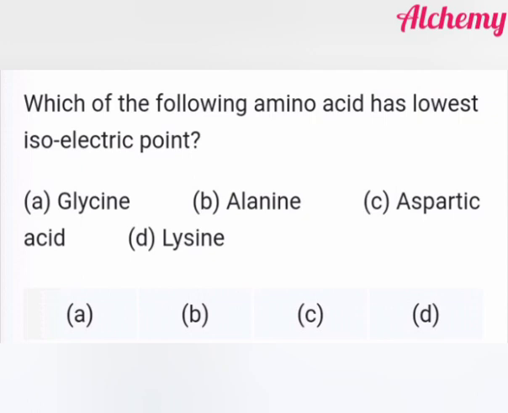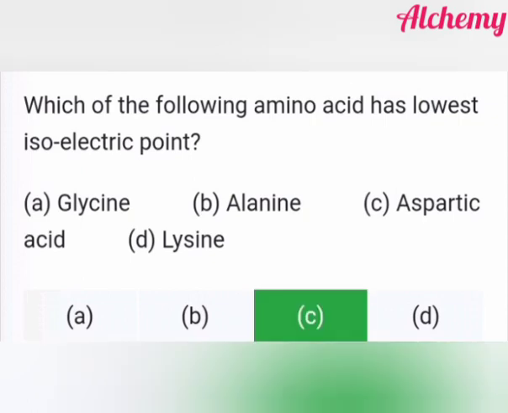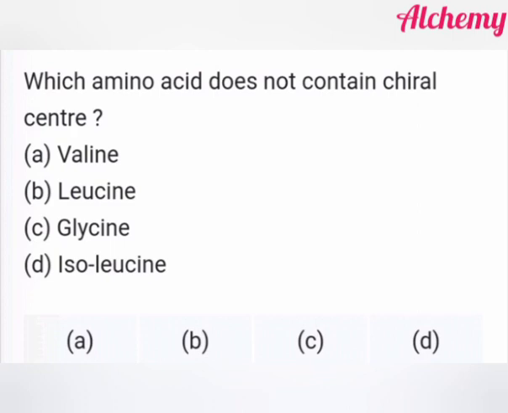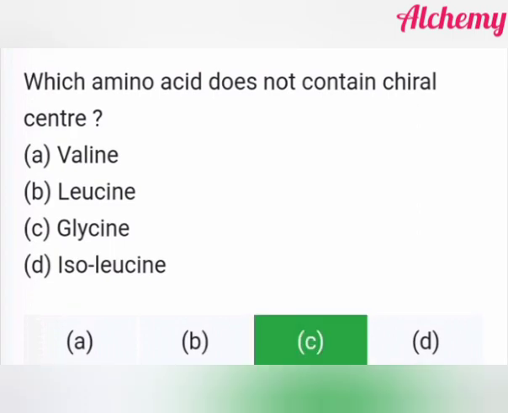Next question, which of the following amino acid has the lowest isoelectric point? The correct answer is option C, aspartic acid. Next question, which amino acid does not contain chiral centers? Options are valine, leucine, glycine, and isoleucine. The correct answer is option C, glycine.